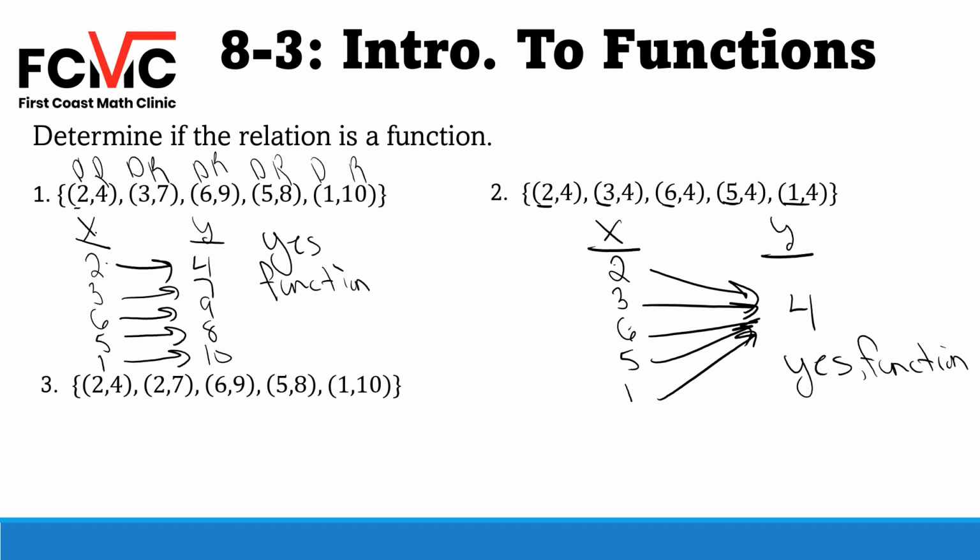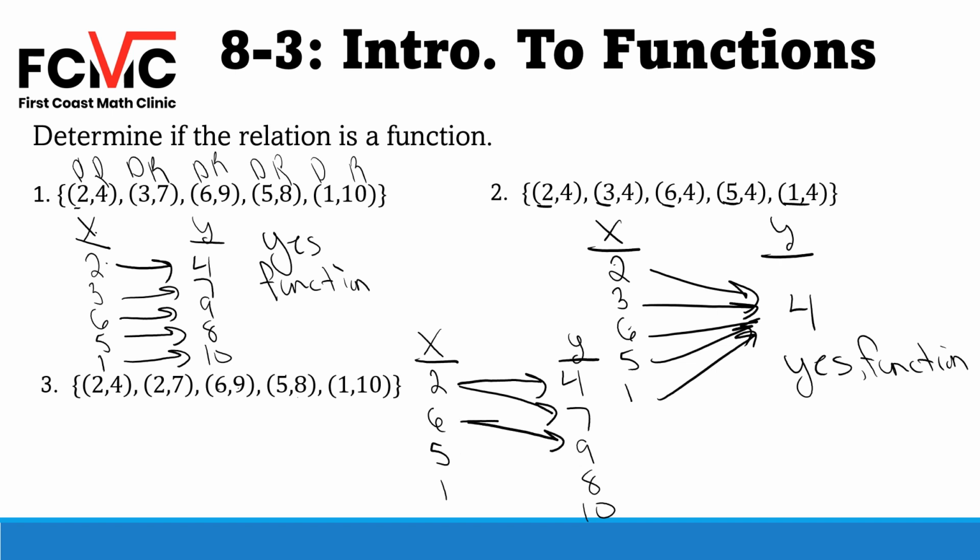And what about number 3? We've got (2, 4), (2, 7), (6, 9), (5, 8), and (1, 10). So let's set up our mapping rule. It's a little bit easier to see the relation if we set up a mapping rule. So 2, actually just have to write that once, so let's keep 1, 2 there, 6, 5, and 1. Our y values, 4, 7, 9, 8, and 10. So 2 is paired with 4, 2 is paired with 7, 6 is paired with 9, 5 is paired with 8, and 1 is paired with 10.